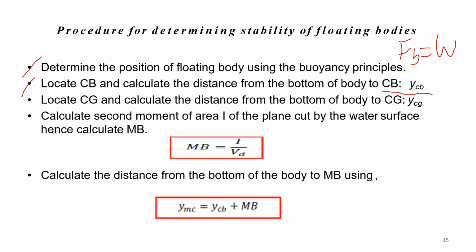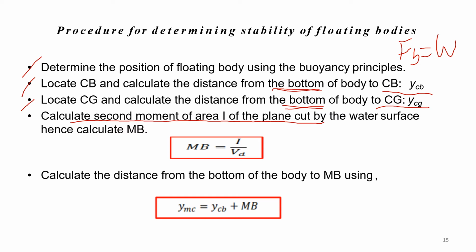Okay, then we need to determine or locate the CG and calculate the distance from the bottom of the body to the CG. So you need to remember, for buoyancy or stability, we always measure from the bottom. Different from the previous chapter that you learned, where we measure from the surface. For example, pressure, we measure from the surface. But for buoyancy and stability, always from the bottom. Remember the word bottom. Okay, then the next step is to calculate the second moment of area by the water surface.